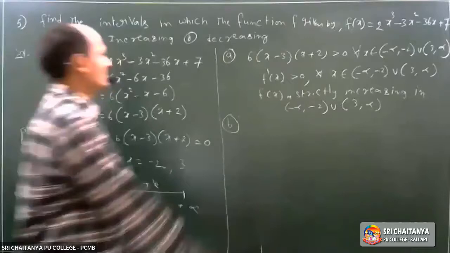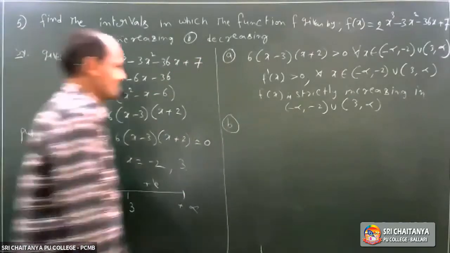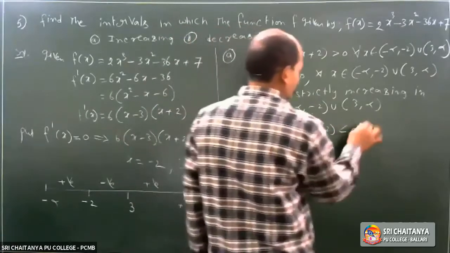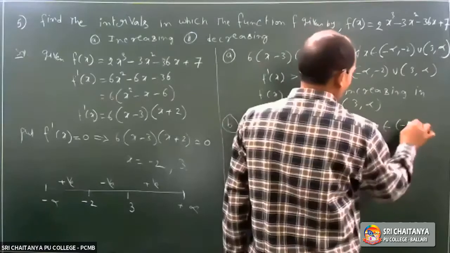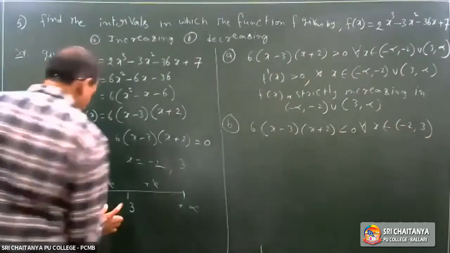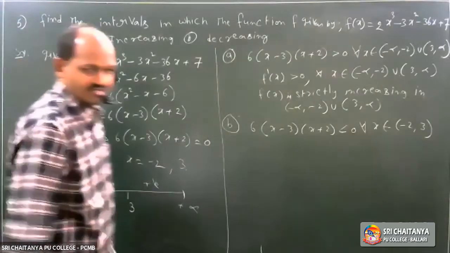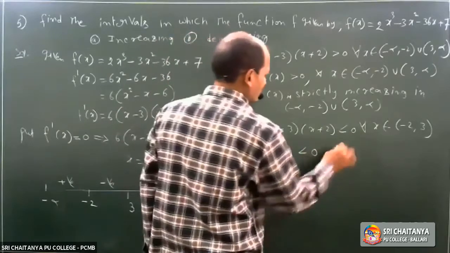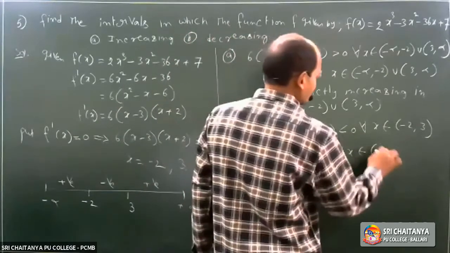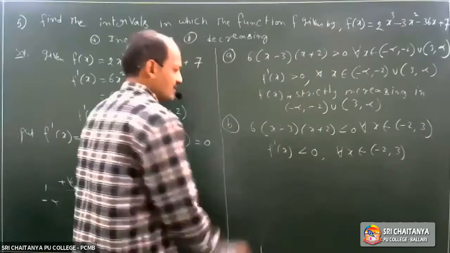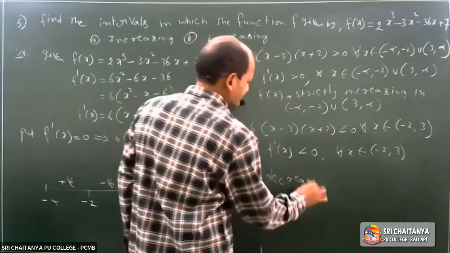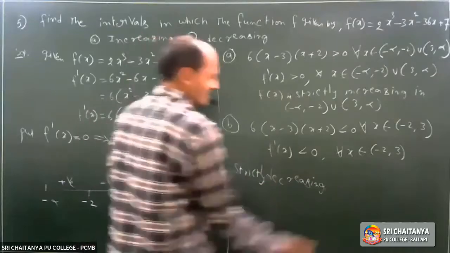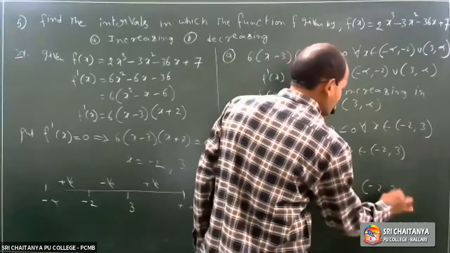B question. It is strictly decreasing in these intervals. 6 into x minus 3, x plus 2 is less than 0 for all x belongs to minus 2 to 3. In this interval, it is negative. That means f dash of x is less than 0 for all x belongs to minus 2 to 3. Therefore, it is steadily decreasing in minus 2 to 3.